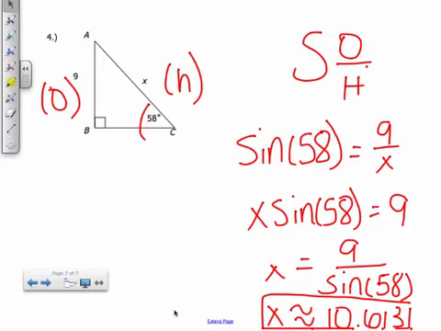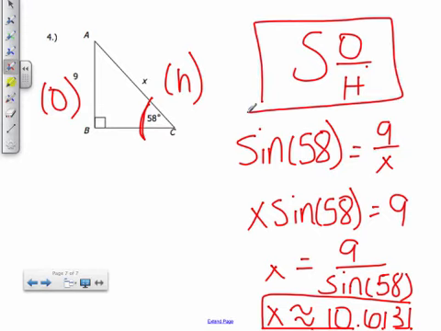So for question number 4, the angle that we are going to be looking at is this 58-degree angle right here, which means that the 9 is opposite because it's across from it. The x is the hypotenuse, so I'm going to use sine. So sine of 58 is equal to the opposite, which is 9, over the hypotenuse, which is x. Get that x right here out of the denominator by multiplying both sides by x. You end up getting x times sine of 58 equals 9.